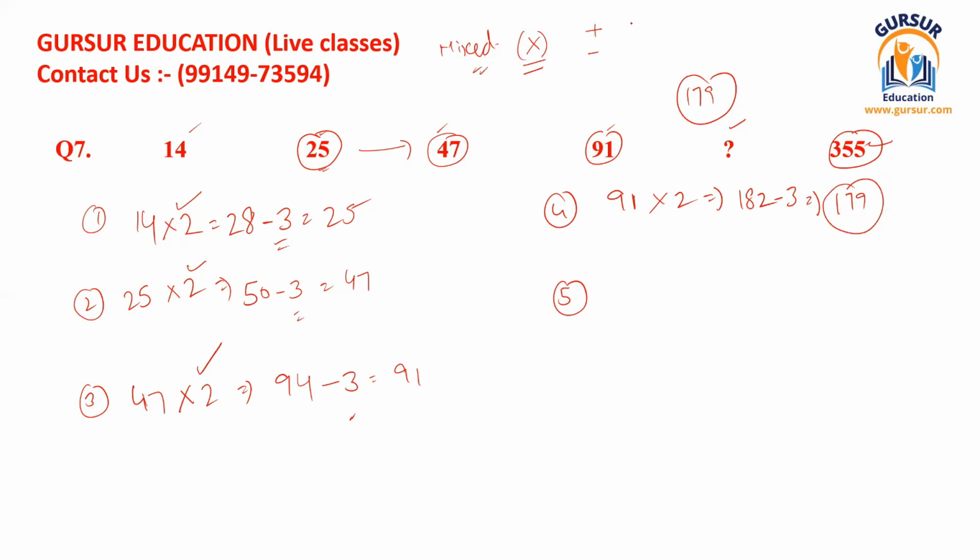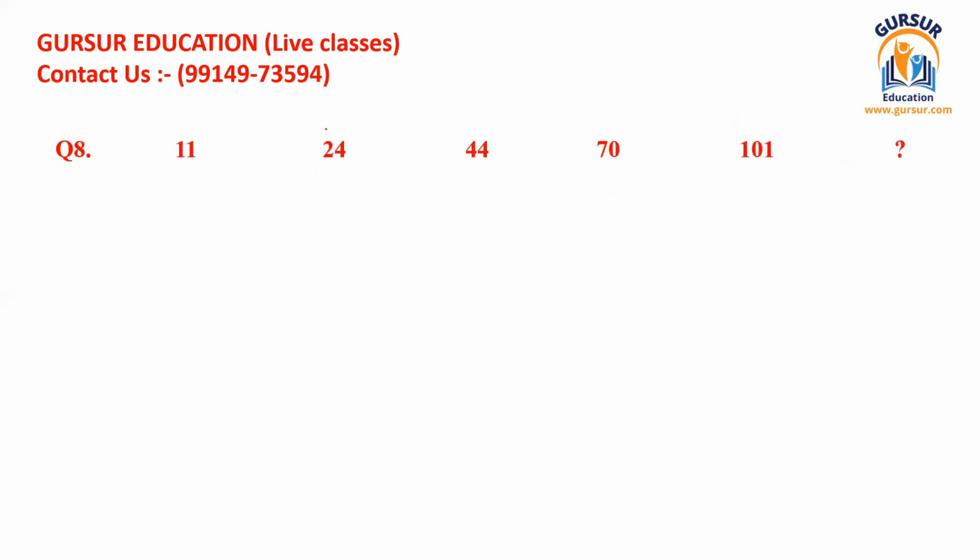Okay, so now we move further, and this is going to be question number 8, and this contains 5 elements: the first, the second, then third, then fourth, then fifth. And there is a question mark, and the question is asking what shall come at the place of the question mark.